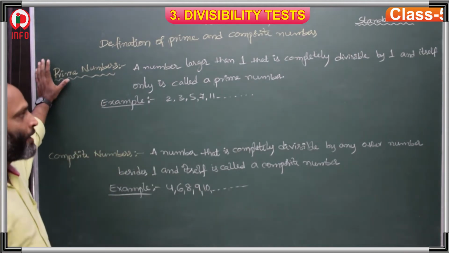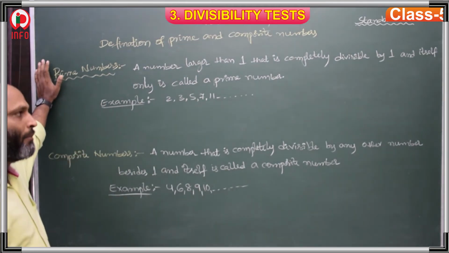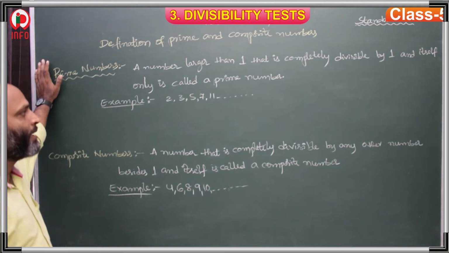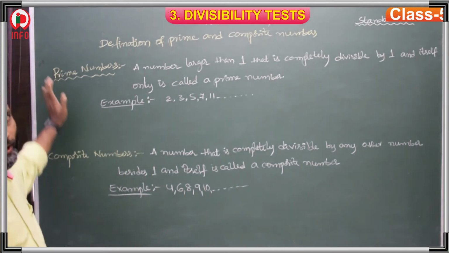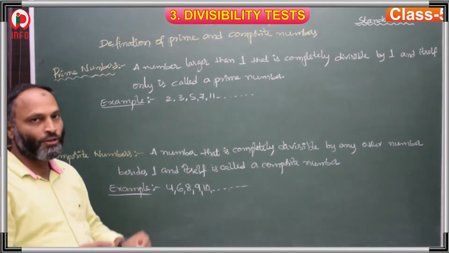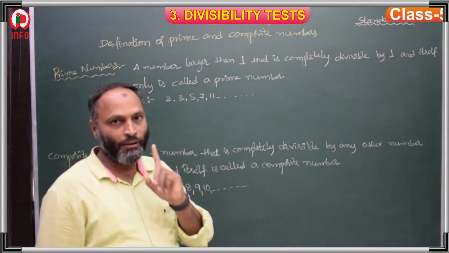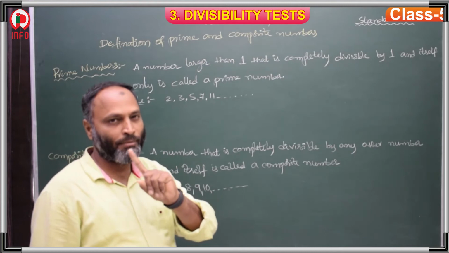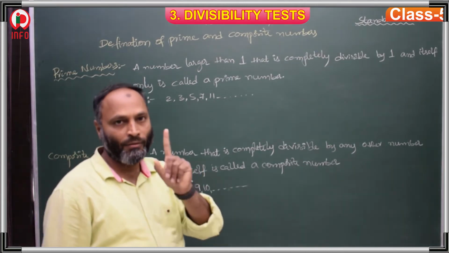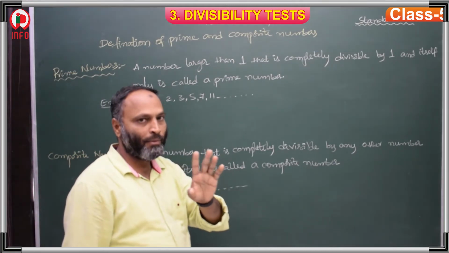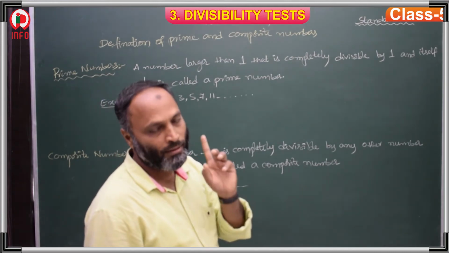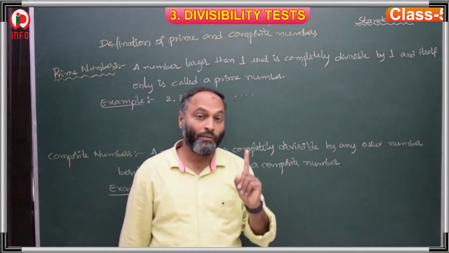Prime numbers. What are prime numbers? A prime number is a number which is divisible by 1 and itself. That is a short definition. It is a number larger than 1, so don't take 1. 1 is neither a prime nor a composite number. This you have to remember.